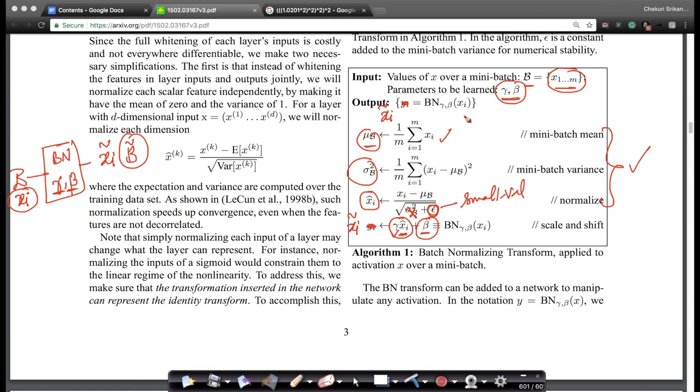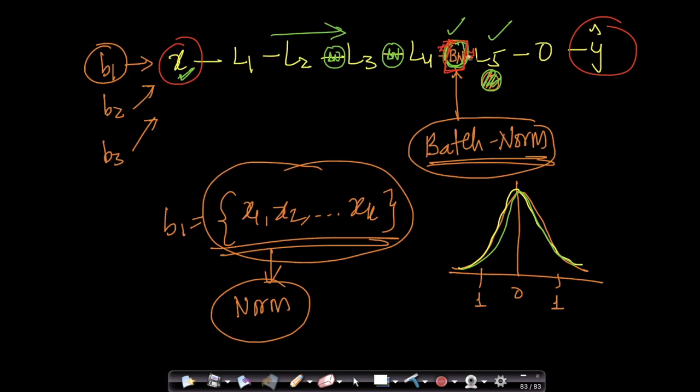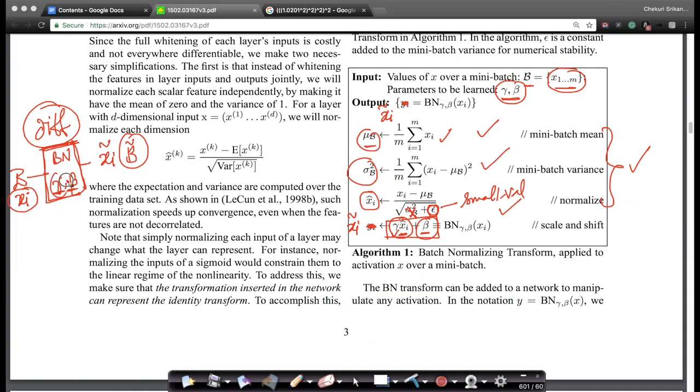Because remember, this whole thing is differentiable, this is differentiable, this is differentiable, and this whole function is also differentiable, which means batch normalization as an operation is differentiable, right? Once you can have it as a differentiable thing, you can make it like an activation unit, which means you can add it as a layer. You're adding it as a layer with 2 parameters, and you will learn your gamma and beta just like your weights.